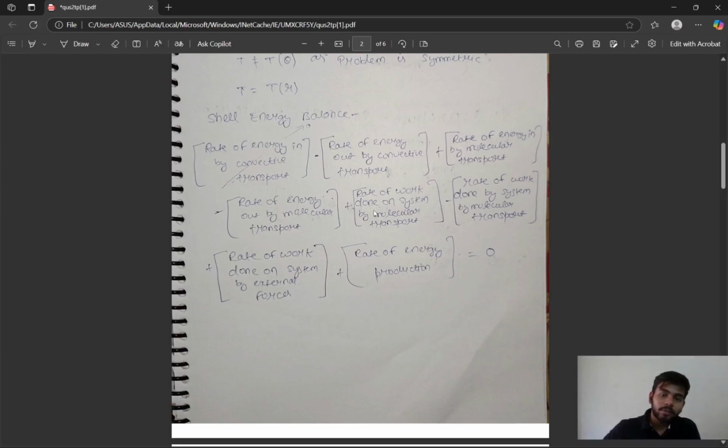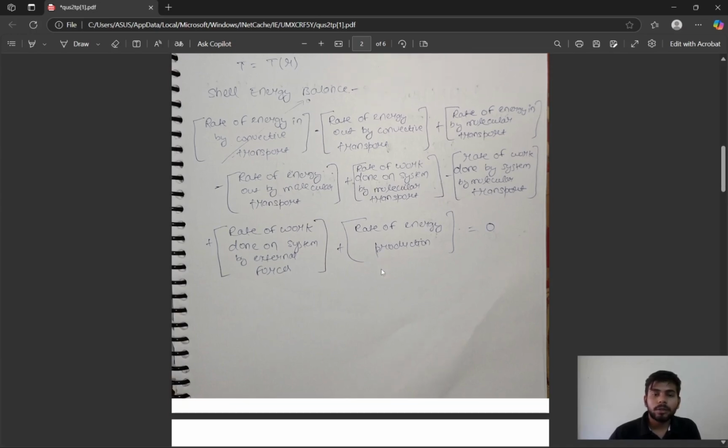And the next one, rate of work done on system by molecular transport. Since there is no bulk motion of fluid, this term becomes zero, and this term also becomes zero. Now, next, rate of work done on system by all external forces. Since we are not applying any additional force on the system, this term also becomes zero. Last one, rate of energy production. Since there is a nuclear fission reaction occurring, energy is generated continuously. So this last term is non-zero.